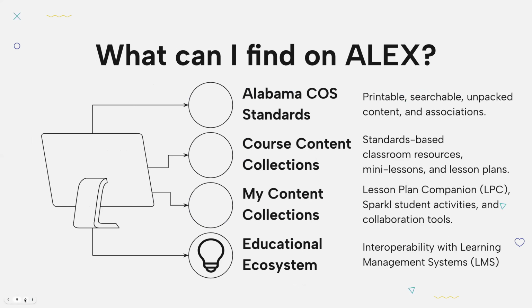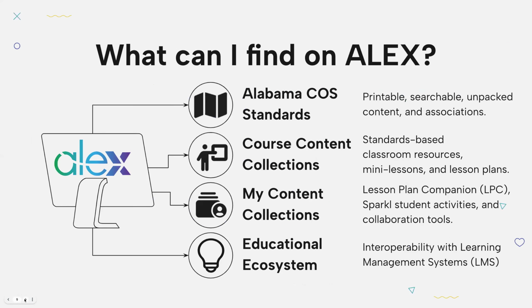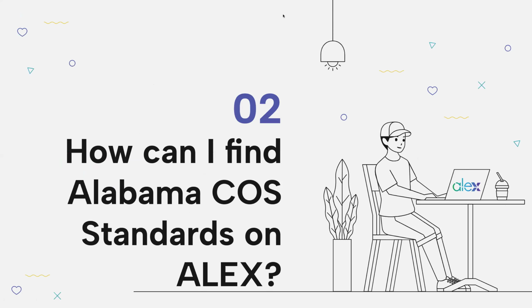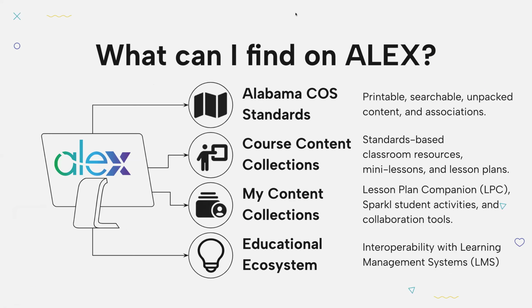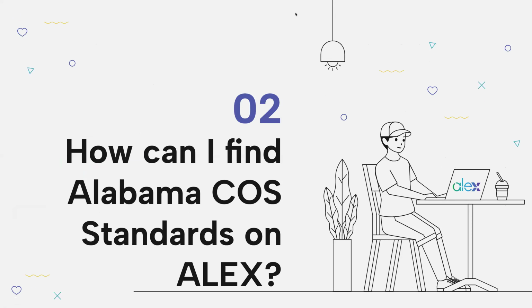So these are some of the things that you can find on Alex, and we'll talk through today how you can get to all of these. So first we have our course of study standards. We have our course content collections, which is where the standards aligned learning resources will be housed. If you create an account on Alex, you will have access to my content collections, and then we'll also have our educational ecosystem.